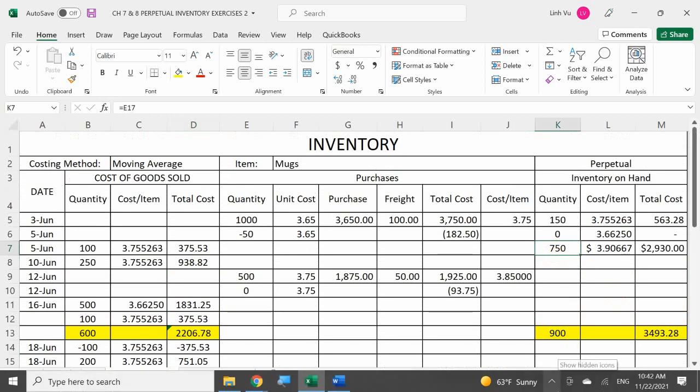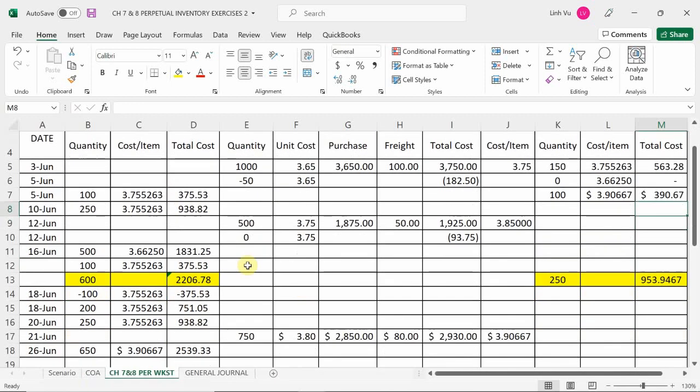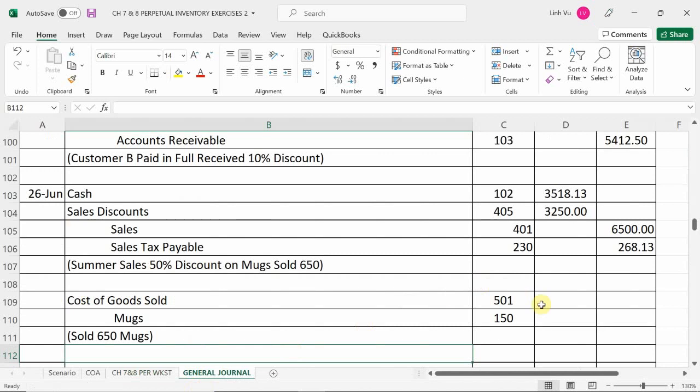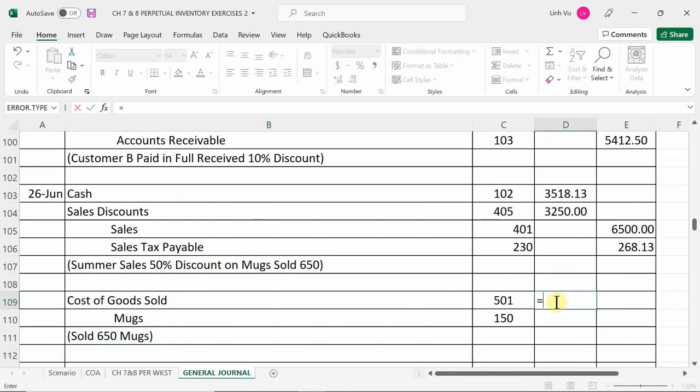we no longer have 750. We only have 100 left. 750 minus 650 gives you 100 left. Which in this case, if I just multiply across, I should get 390.67. Okay. So therefore, my cost of goods sold is the 2,539.33. So I'll just copy that one over in here. So cost of goods sold is this number right here. Okay.